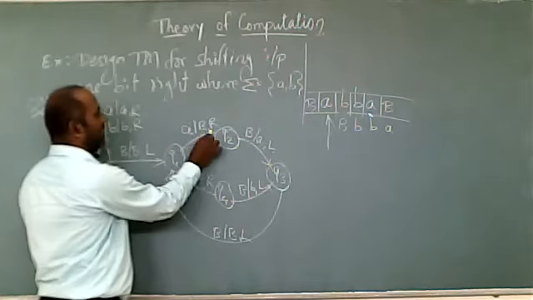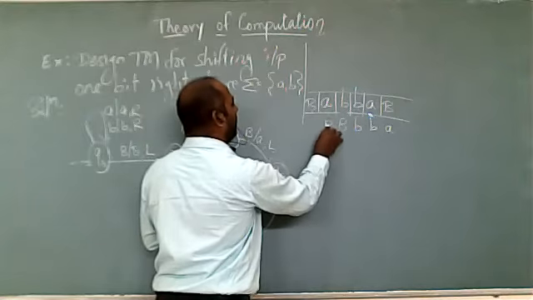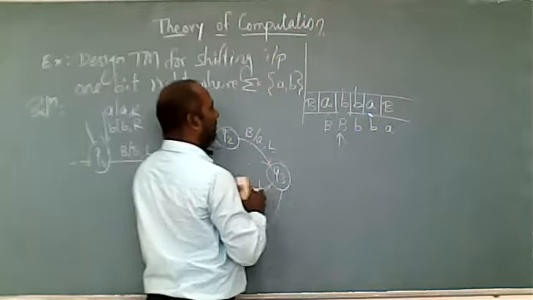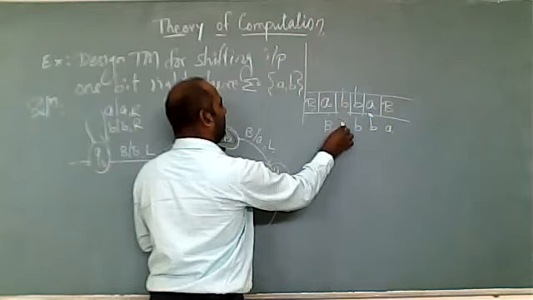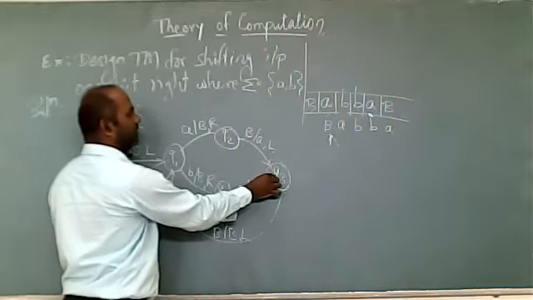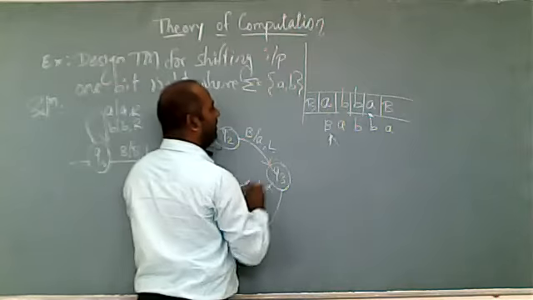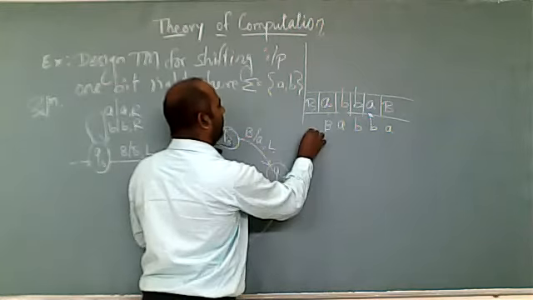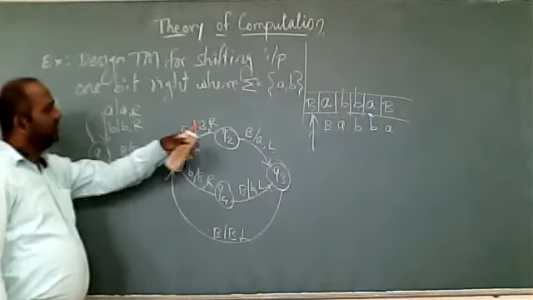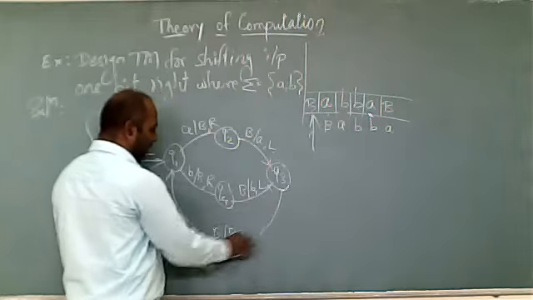At Q1, A replaced with blank and right. Blank replaced with A and left. At Q3, we are getting blank, blank as it is and left. Okay. So at the end, after finishing all this input, it will get blank as it is and left.